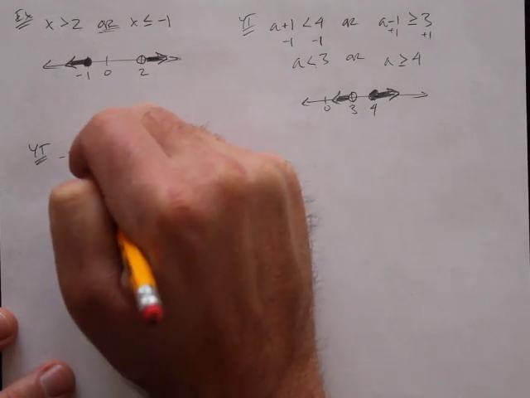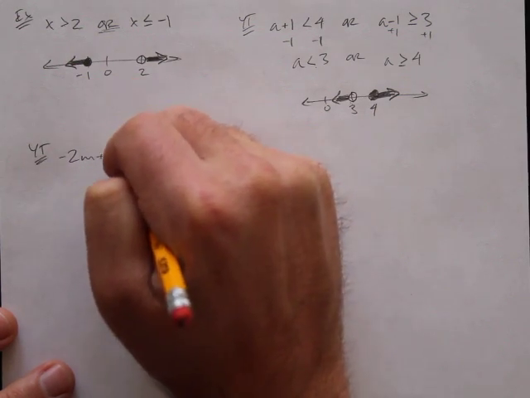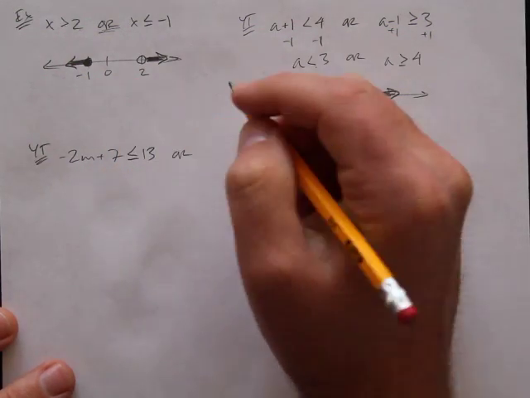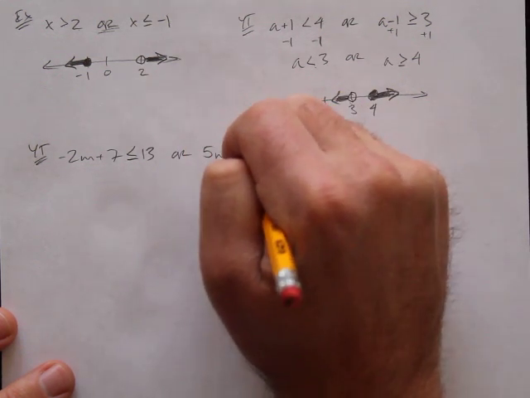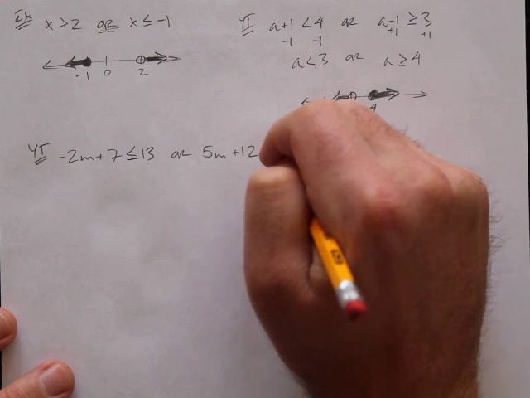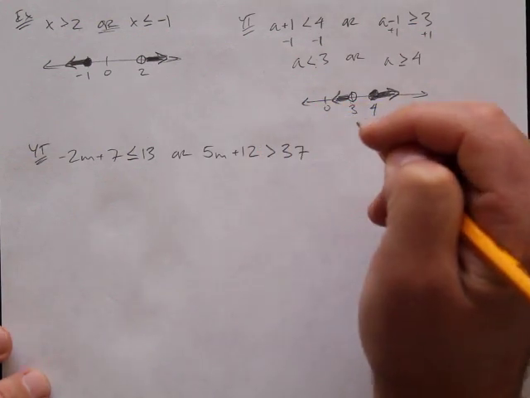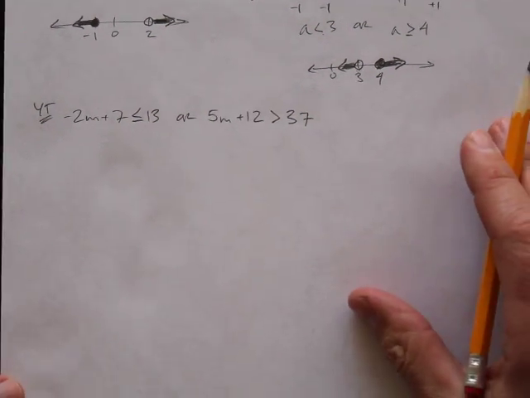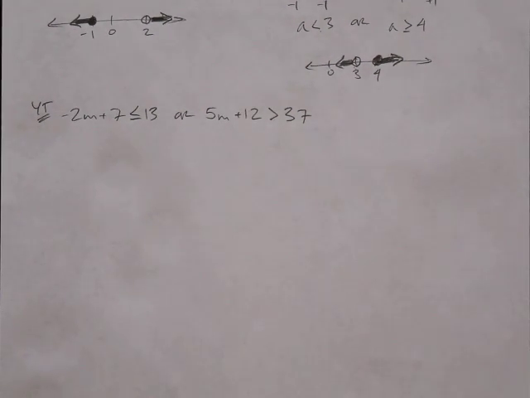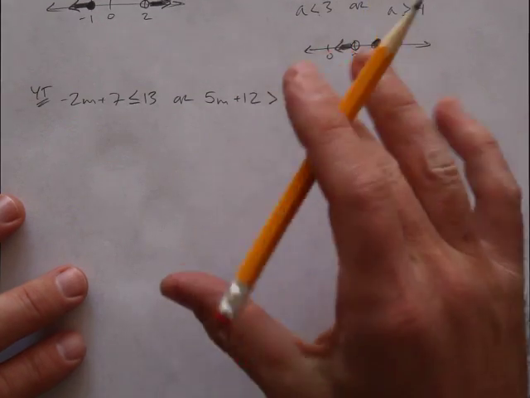Negative 2m plus 7 is less than or equal to 13, or 5m plus 12 is greater than 37. You're going to get something a little bit weird on this one that you're not going to see very often. But go ahead and you try it, and then we'll see how you do. Go. Okay, let's see how you did.